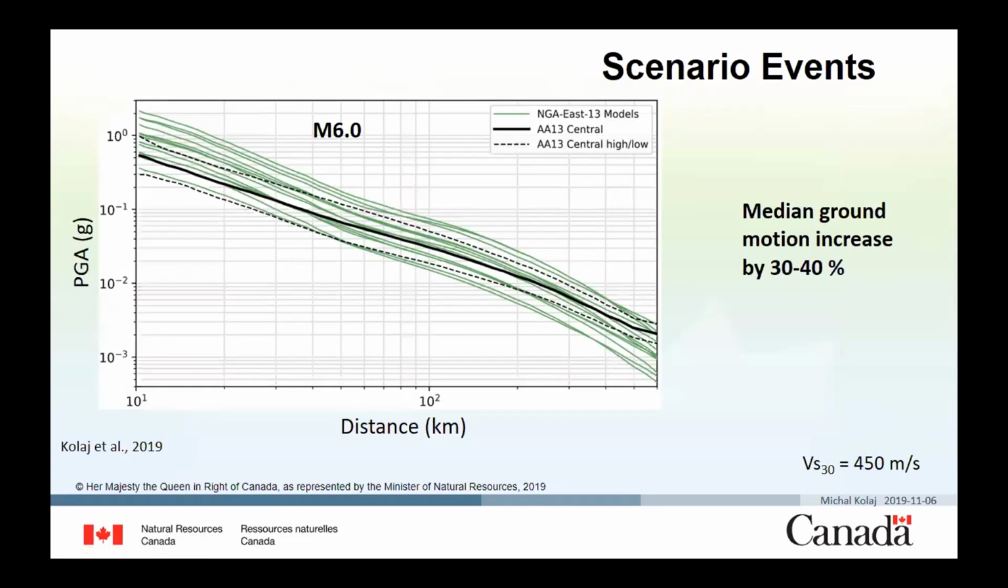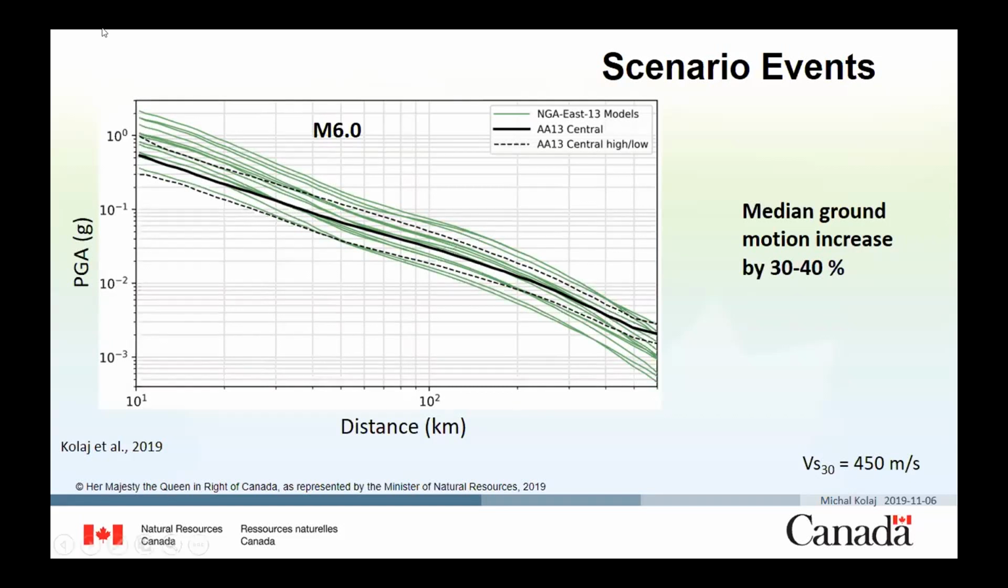So here's an example for Eastern Canada. So these green lines are the NGA East relations. So the issue, and I kind of showed this yesterday in Eastern Canada, is we're in a stable setting. We know we can have these large earthquakes, but they happen rare enough that we don't have enough recordings of them. And recordings are what drive the ground motion models. So there's a lot of uncertainty as to what the actual ground motions are from these. And the NGA East project was a decade, if not longer, project to characterize what they believe is the median shaking and the distribution around it. And those are the green lines.